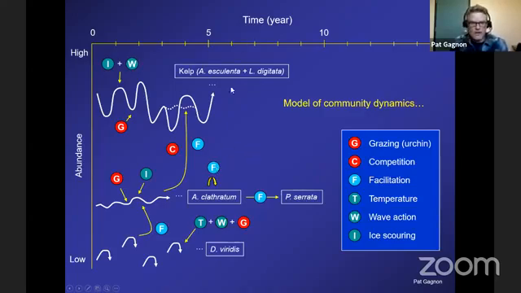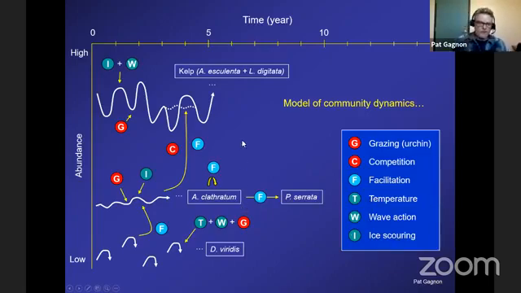So it gives you an idea of how things vary over time, which is the axis you find at the top here in years, and the abundance of the different organisms on the seabed. So we have different processes happening here: grazing by urchins, some competition for space between different species, facilitation, and we even know what's the impact of different parameters from the ocean, like water temperature, wave action, and ice scouring as well.